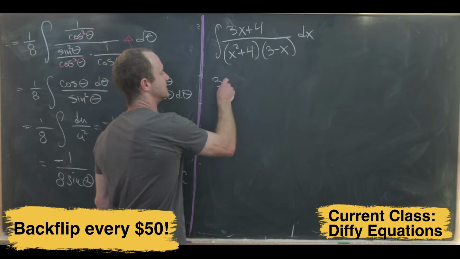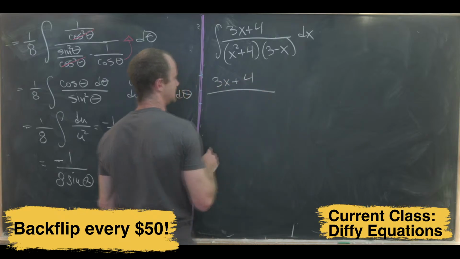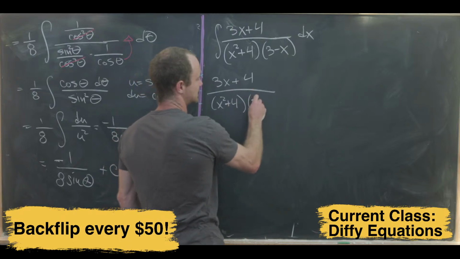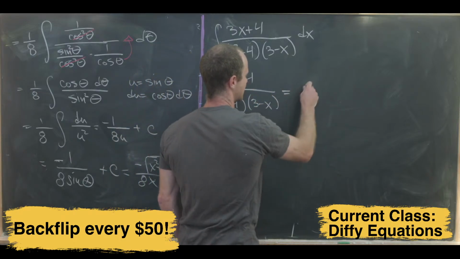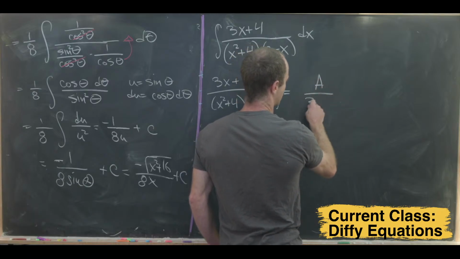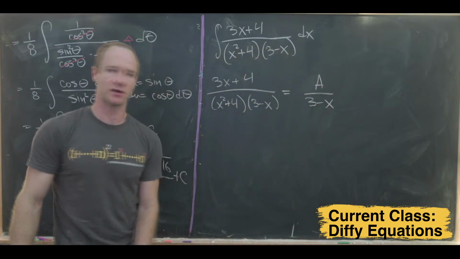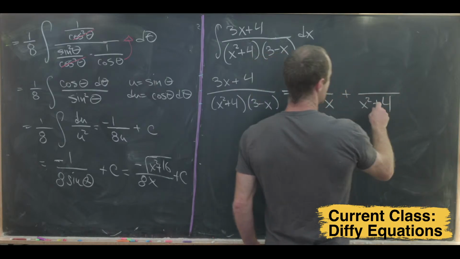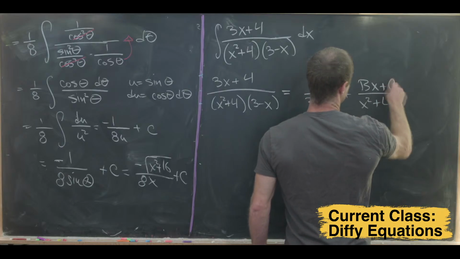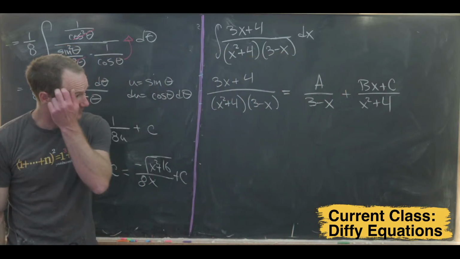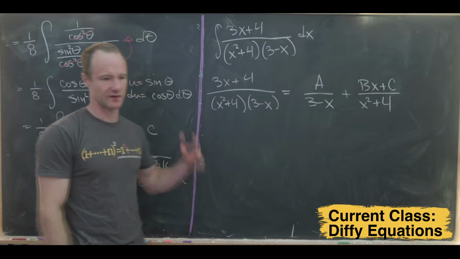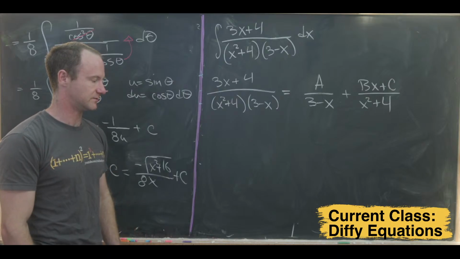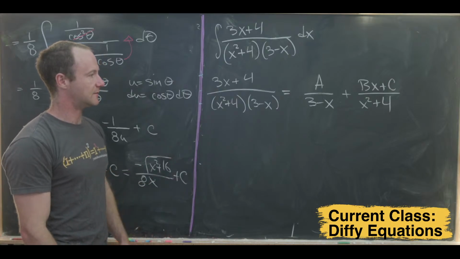Okay, so now what we do is set up our decomposition. So we have 3x plus 4 over x squared plus 4 times 3 minus x. That's our integrand. And we're going to write this as A over 3 minus x. So that's our linear term. And then plus something over x squared plus 4. But since that's an irreducible quadratic, we need a Bx plus C there, just for reasons about how these things work out.